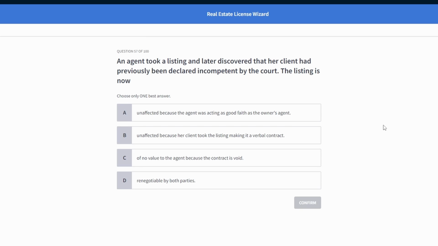All right, 57. An agent took a listing and later discovered that her client had previously been declared incompetent by the court. The listing is now A, unaffected because the agent was acting in good faith as the owner's agent. B, unaffected because her client took the listing, making it a verbal contract. C, of no value to the agent because the contract is void. Or D, renegotiable by both parties. So take a moment to think that one over and come up with your answer.